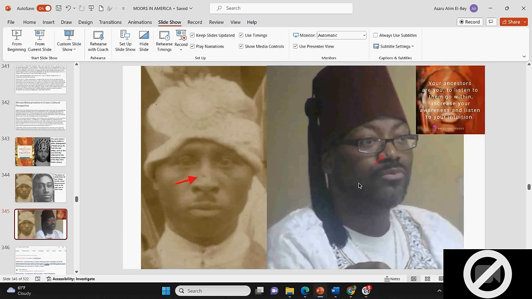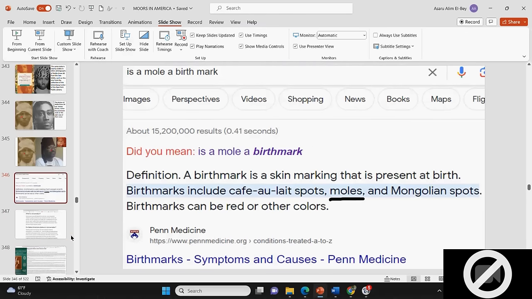Right? This is what we're talking about, genetic memory. This is what the European refers to it as. I don't necessarily refer to it as reincarnation per se. But I think it's no coincidence that we have these moles on the right side of our noses, and we come from the same family line. So here, a birthmark is a skin marking that is present at birth. Birthmarks include, as we see here, cafe au lait spots and moles, and Mongolian spots. Birthmarks can be red or other colors.